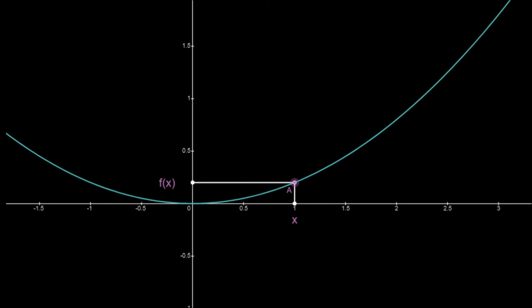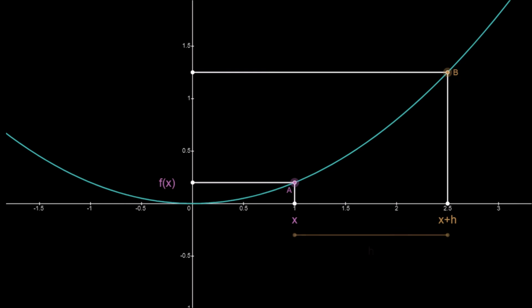Pick a second point on the curve, B. Drop the perpendicular to the x and y axes. The horizontal distance to B is x plus h. The vertical distance to B is f of x plus h.